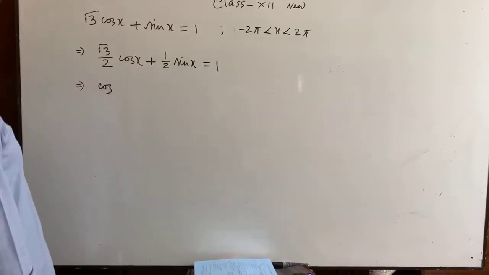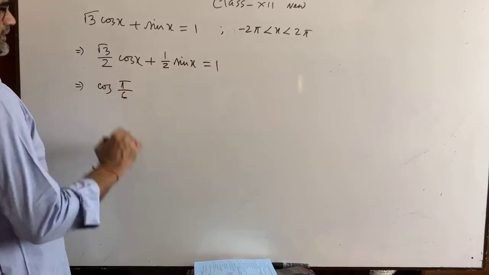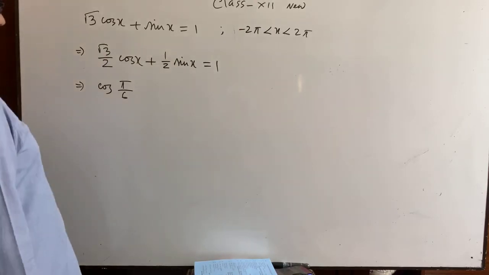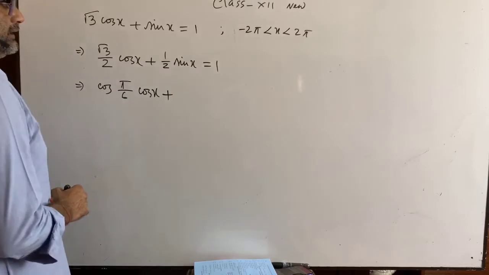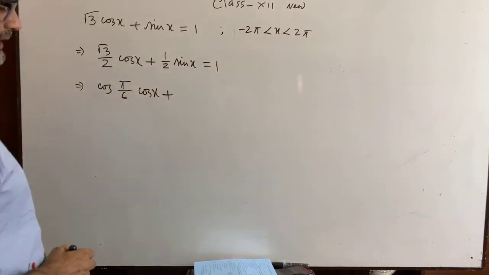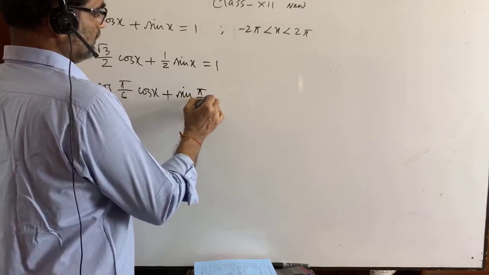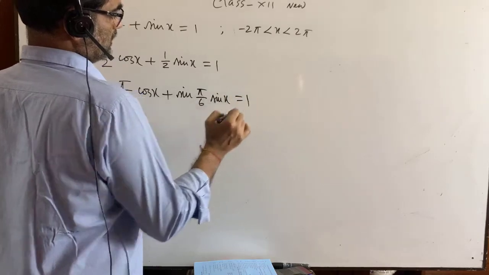Cosine 30 degree means what? Pi by 6. Cosine 30 degree equals to what? Pi by 6. Then it is cosine x. Then half equals to what? Sine 30 degree, that is sine pi by 6. Sin x equals to 1.